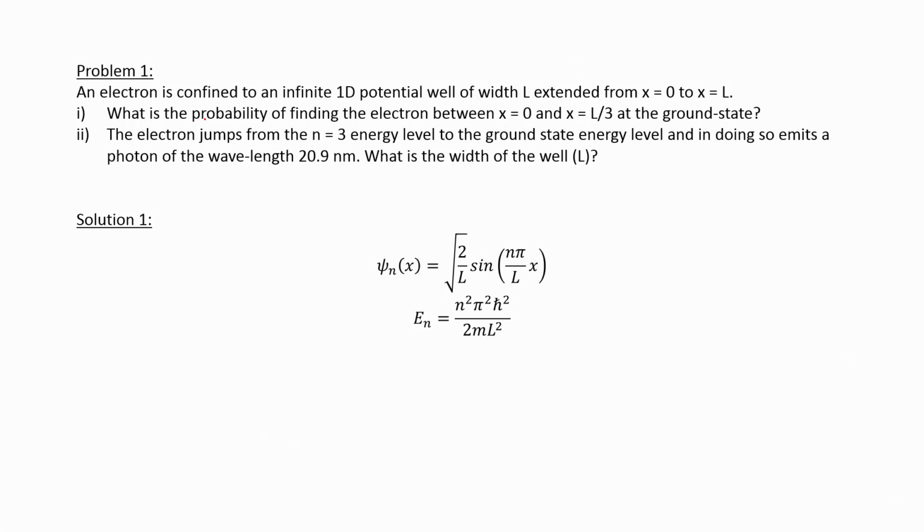There are a few things you have to note down here. First is the infinite 1D potential well, which has been covered in the course as the first topic, quantum mechanics infinite 1D potential well. Second thing is that the well is extended from x equal to 0 to x equal to L. Now the first problem states that you have to find the probability of finding the electron between x equal to 0 and x equal to L by 3 at the ground state.